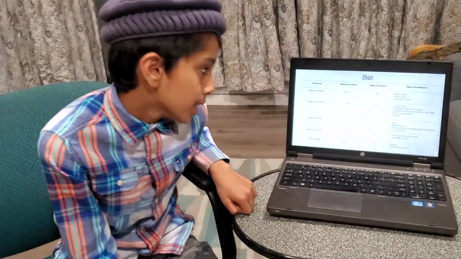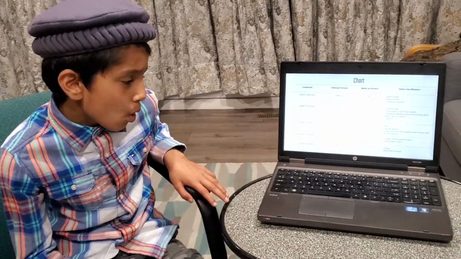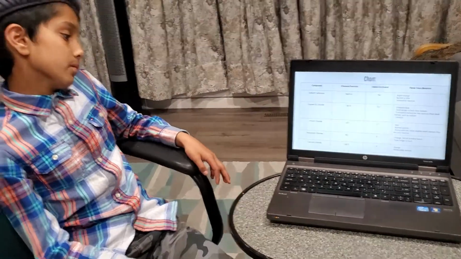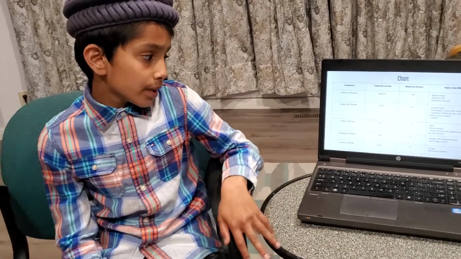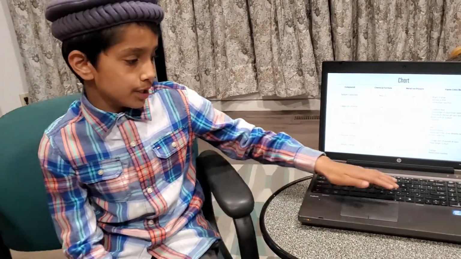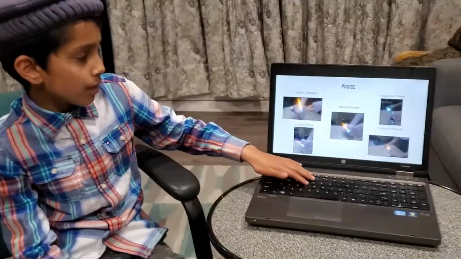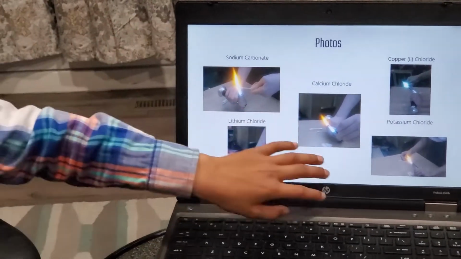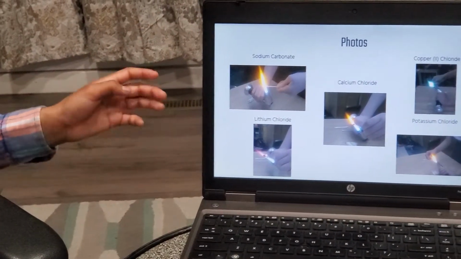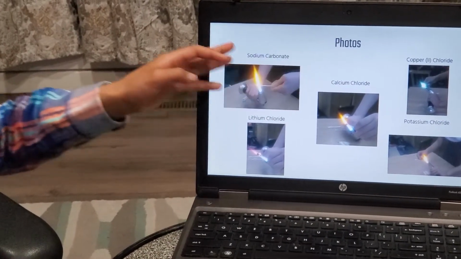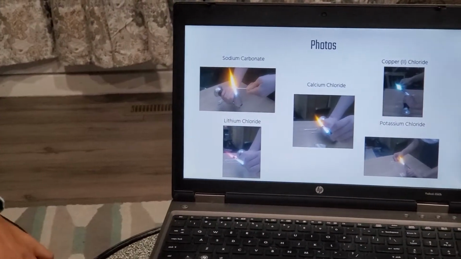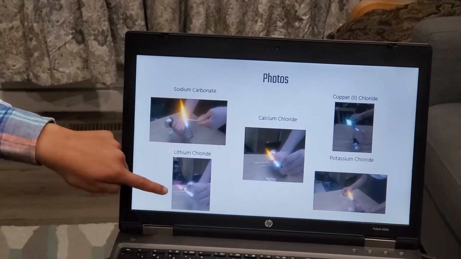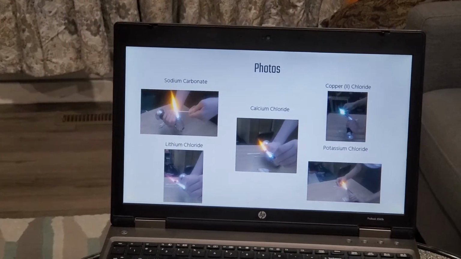Potassium chloride. The color was orange with a hint of purple at the bottom, and it took longer to burn. Calcium chloride. It was orange and it moderately burned. This is photos of the experiment, the flame test. Sodium, calcium, and potassium were all near the orange side of the spectrum. Lithium chloride burned red, and copper burned a greenish blue color.